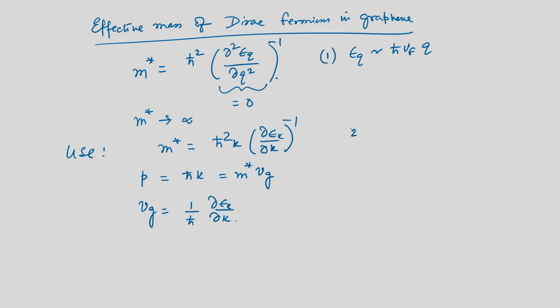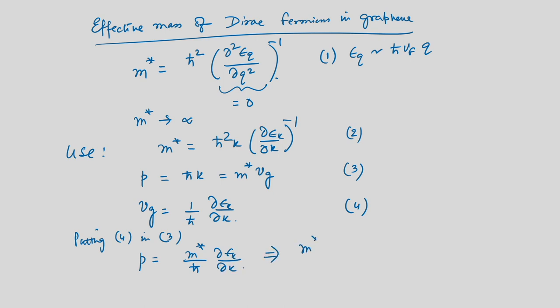So 1 apparently throws up a controversy, and so we are reconciling that by introducing a new definition and trying to understand whether that new definition holds. So v_g equals 1 by ħ ∂E/∂k. If you put 4 in 3, your p becomes equal to m star by ħ ∂E/∂k, and that gives you m star equal to ħ p (∂E/∂k)⁻¹, and if you put p equal to ħk, this becomes ħ² k (∂E/∂k)⁻¹. So this is the definition that we wish to use.